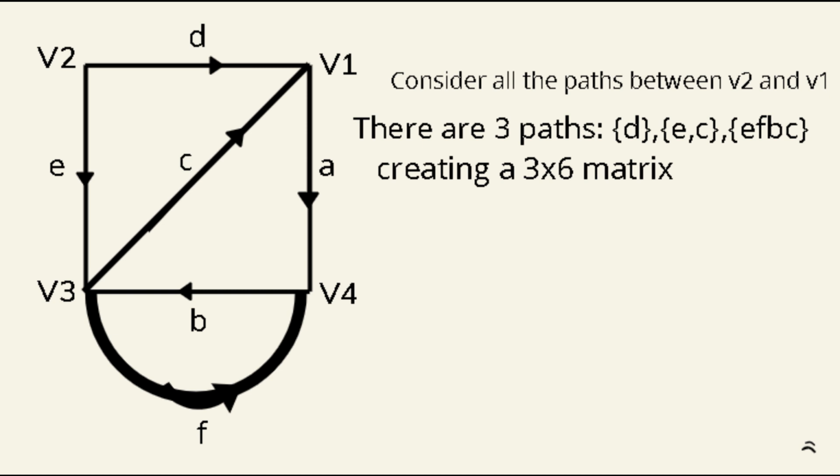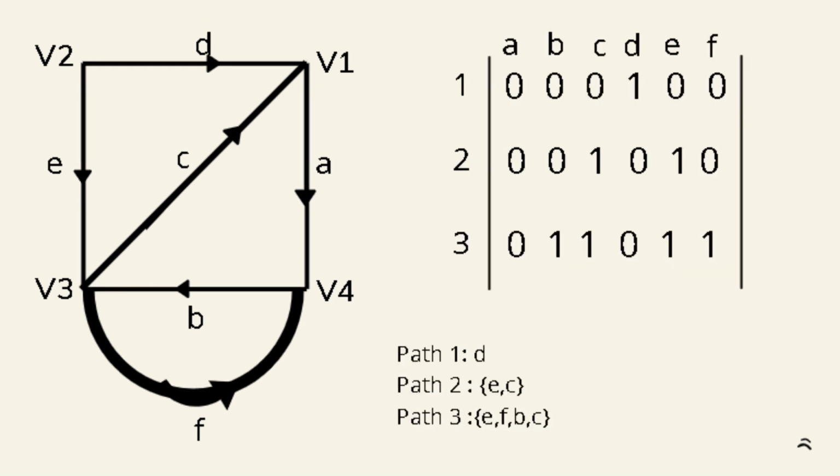So therefore, there'll be 3 rows in our path matrix and 6 columns. The 3 rows are the 3 paths, and the columns are the number of edges. So we get a 3 into 6 matrix. So over here we have plotted the matrix, and to understand this we are going to take the first row as the first path, the second row as the second path, and the third row as the third path. And we give the value 1 or 0 if there is a connection.